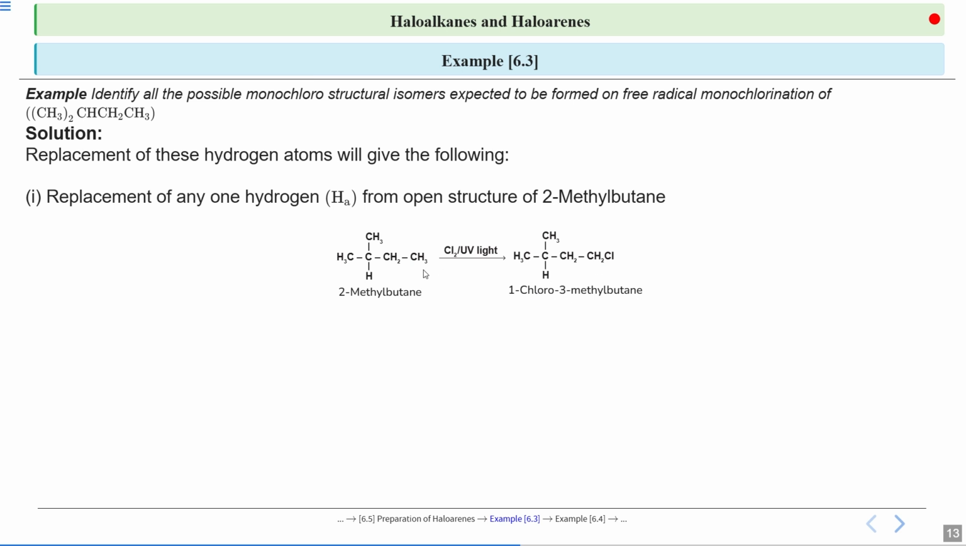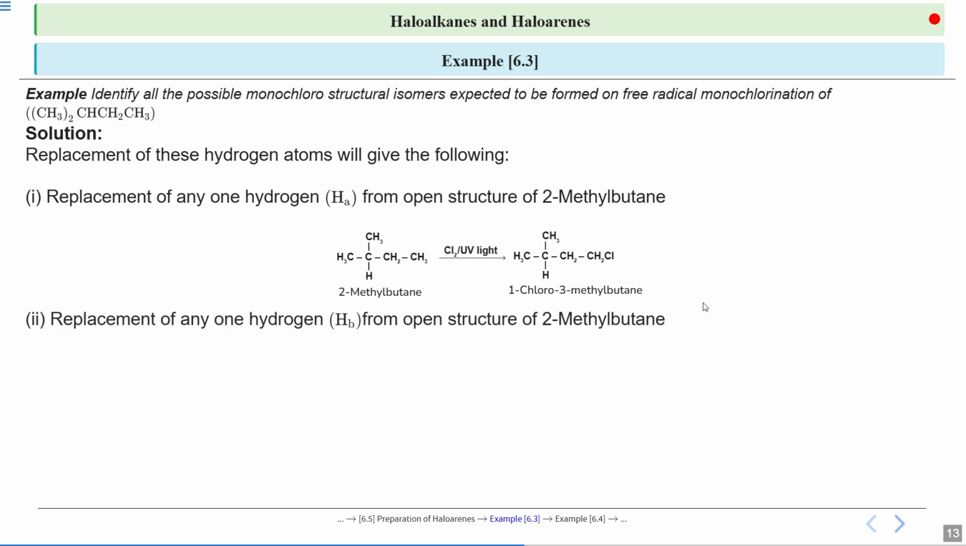1-chloro-3-methylbutane, because after the replacement of one hydrogen of HA kind from this carbon, the chlorine will attack on this carbon and give us the product 1-chloro-3-methylbutane after the monochlorination of 2-methylbutane. So this one single chlorine atom will attach on this fourth carbon after the replacement of HA kind of hydrogen, and you will get this as a major product. This is the first case.